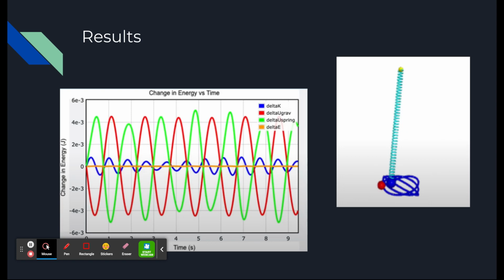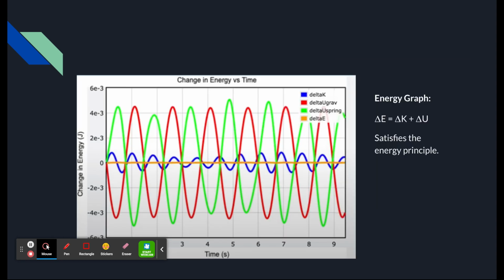And then here are the results. It came up with a model, like the one here on the right side, and then on the left is the energy versus time graph. And here's a better look at that. It basically shows that the change of energy is equal to the change in kinetic energy plus the change of potential energy. And this is good because this satisfies the energy principle.